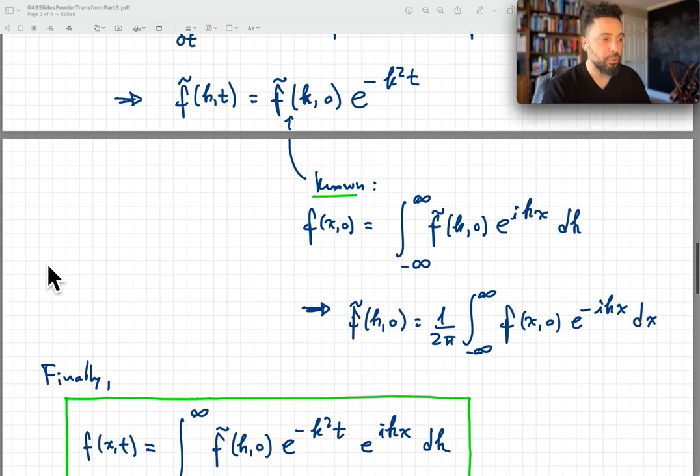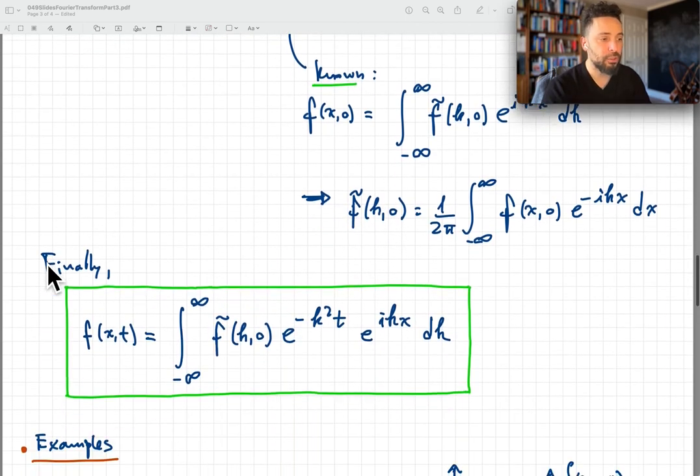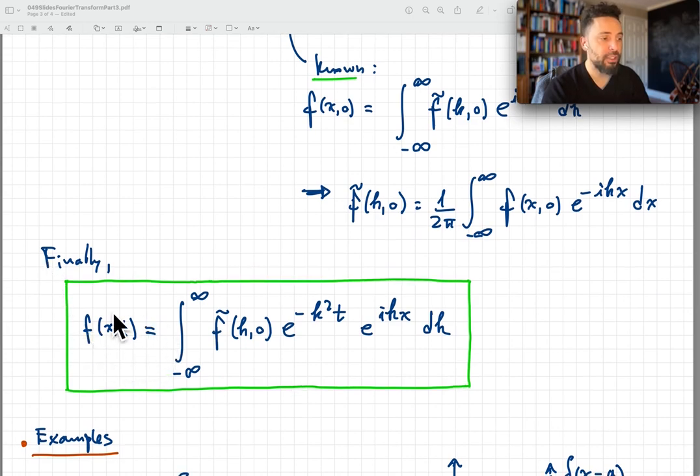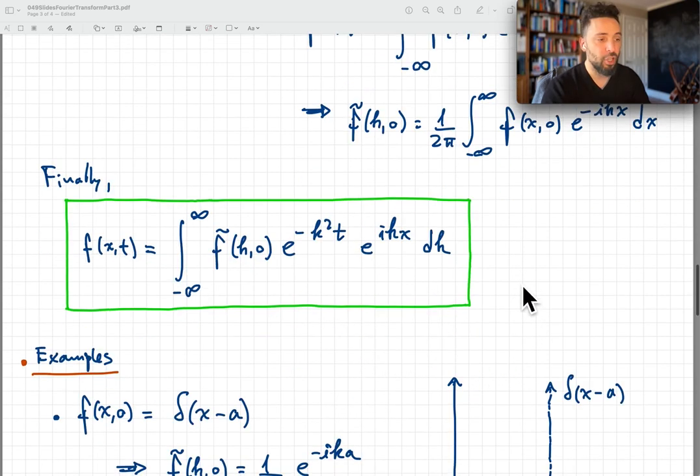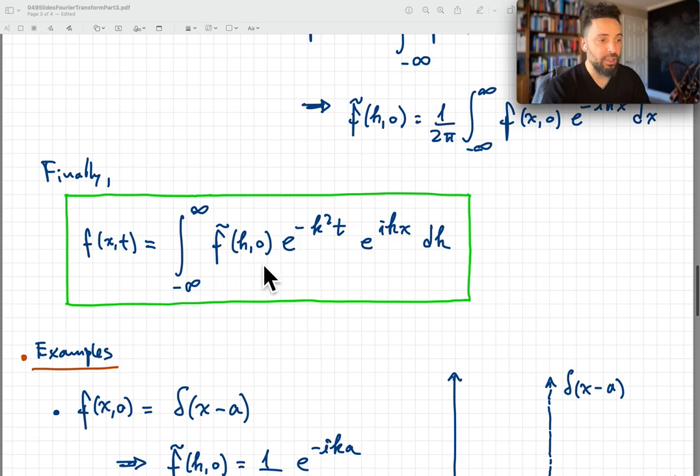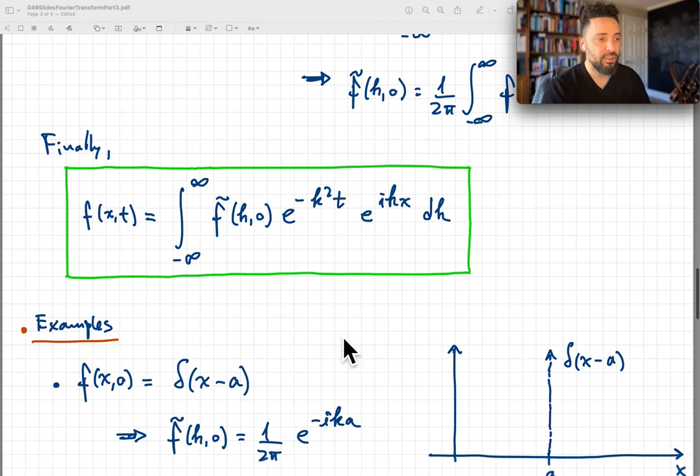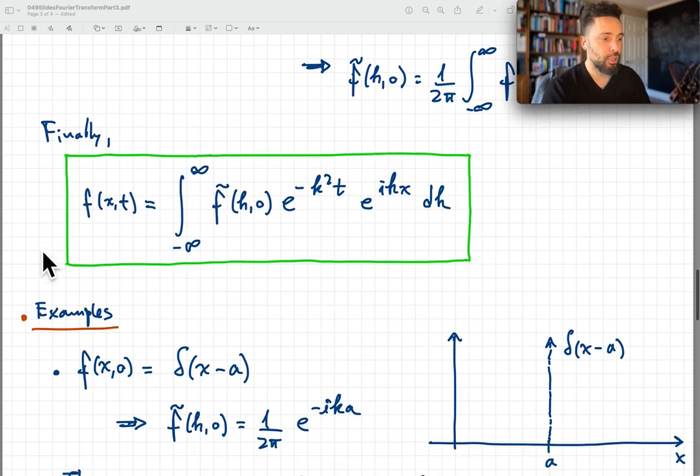So now that gives us pretty much everything we need, or at least enough to represent our solution, f of x comma t, as an integral from minus infinity to infinity of this initial condition, or rather this Fourier transform. Then we have this Gaussian factor characteristic of diffusion processes, e to the minus k squared t, and then e to the ikx, our Fourier factor, and then, of course, dk. So now our job is to do this integral for whatever it is that is given to us as f tilde of k comma 0. And so now we have to assume some initial condition, find f tilde of k comma 0, do this integral, and then we'll have the solution to our problem.